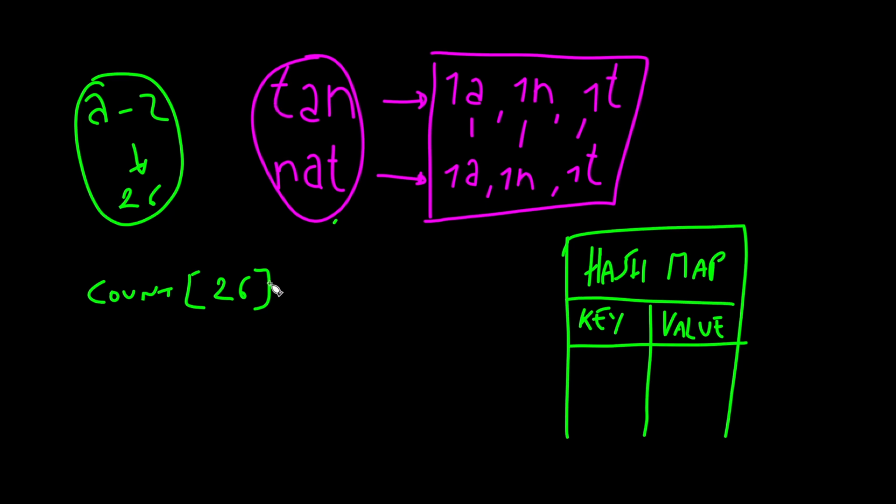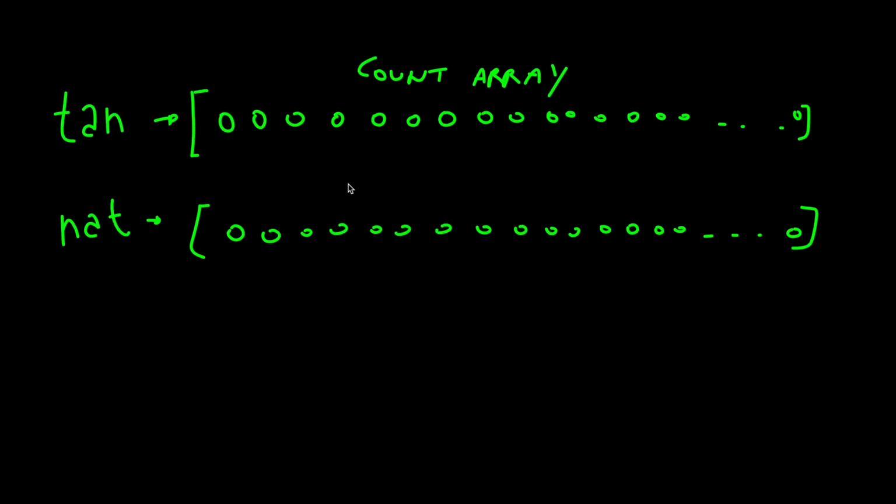For example, let's see how the count array is going to look like for these two words. Let's create the count arrays for these two words. So we've got 1A. Each position is going to be representing each letter in the alphabet. A is the first letter of the alphabet. That's why we're going to increase the first position by 1. Let's say N is somewhere here. We're going to increase 1 there. And let's say T is somewhere here. So we have created a count array for tan.